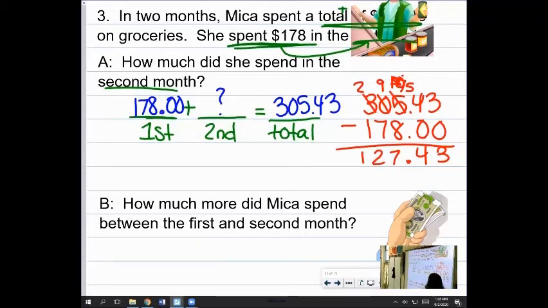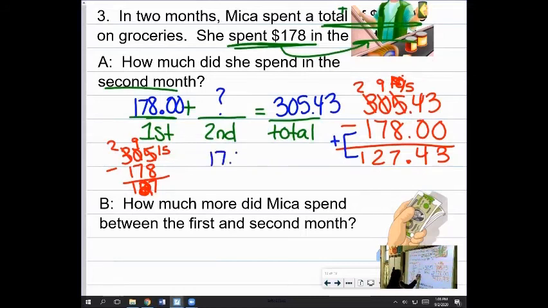Now let's see if my answer is reasonable. So if I take $305 minus, remember I'm ignoring the 43 cents, minus this, I should get 127, excuse me. And I'm at 127.43. Now, I don't know for sure. I want to make sure that we're working on precision, being precise, being exact. Let me make sure I did my math right.